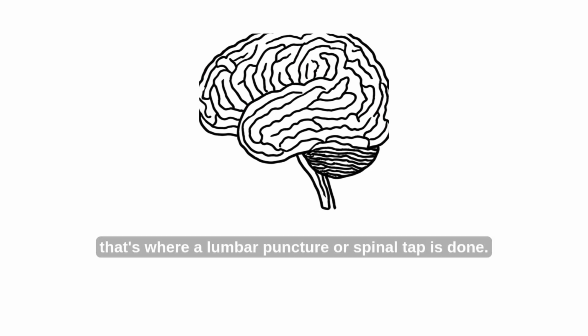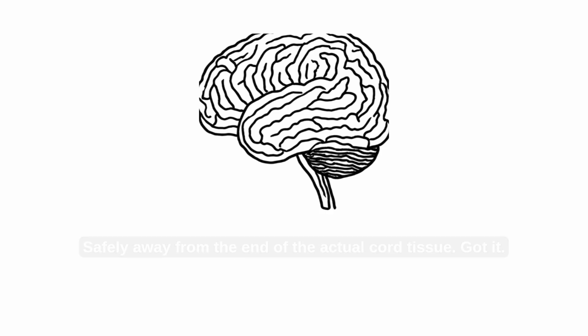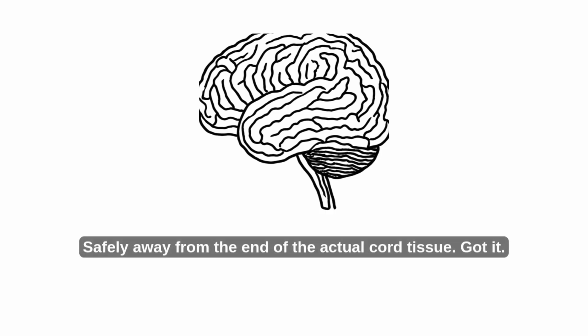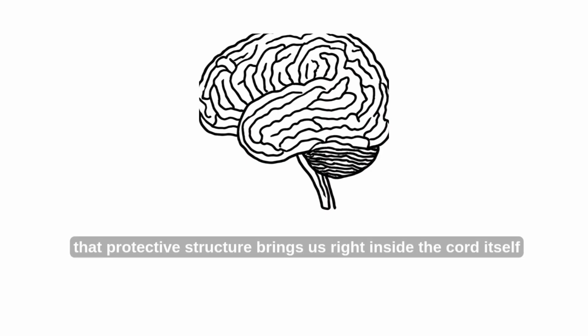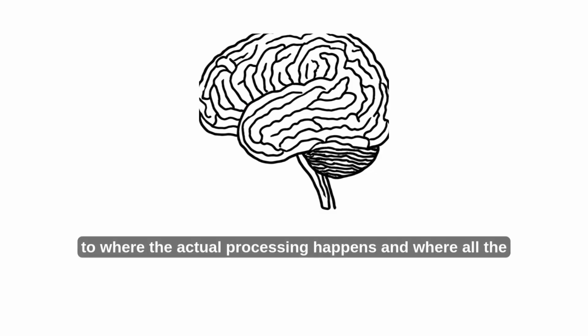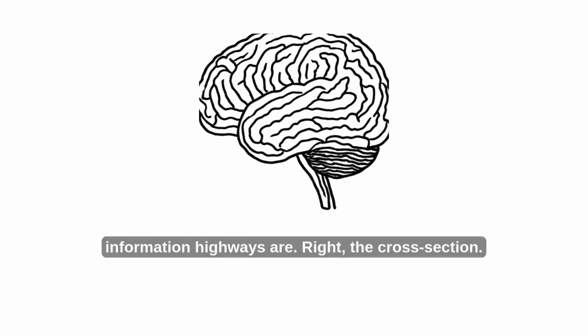And clinically, that's where a lumbar puncture or spinal tap is done, usually below L2, safely away from the end of the actual cord tissue. Got it. A built-in safety zone based on that anatomy we just talked about. Precisely. So that protective structure brings us right inside the cord itself, to where the actual processing happens and where all the information highways are. Right, the cross-section. You see that classic H shape or butterfly shape of the gray matter.